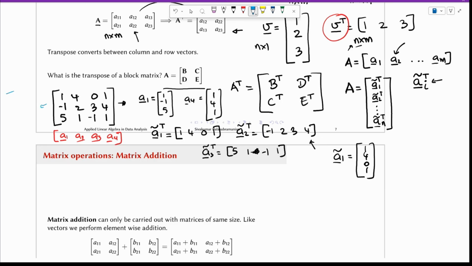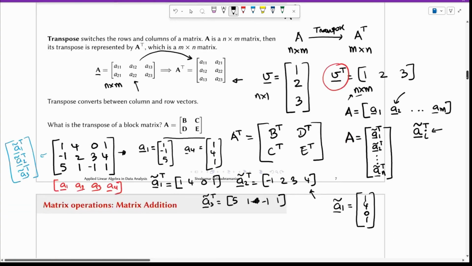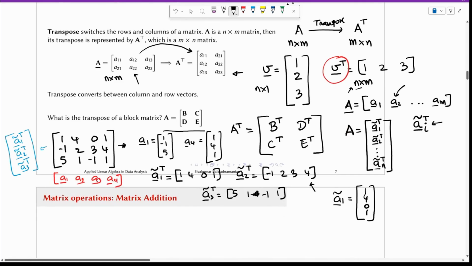That means we can write this as A1 tilde transpose. Okay. There's just one thing we need to notice. We started with the n cross n matrix. When you represent the matrix in terms of its columns, what you get is a block row. So here A is represented as a row, but the individual elements are column vectors.